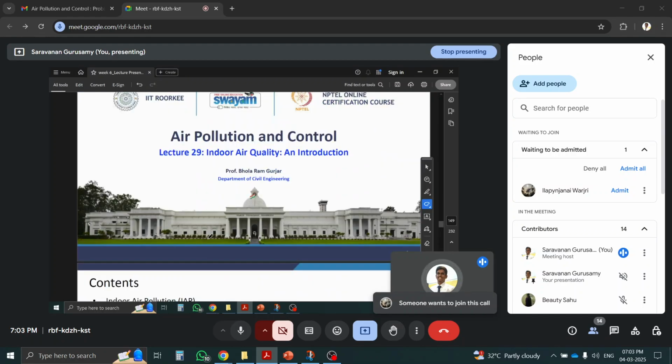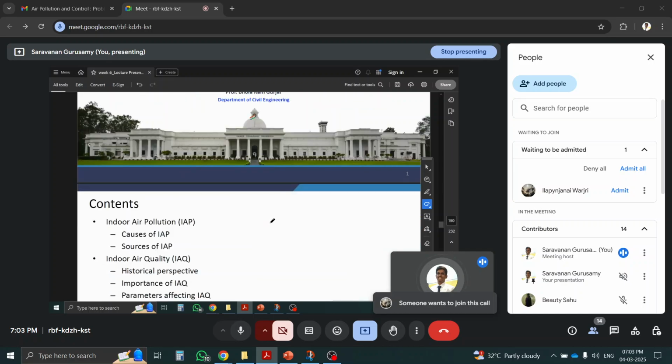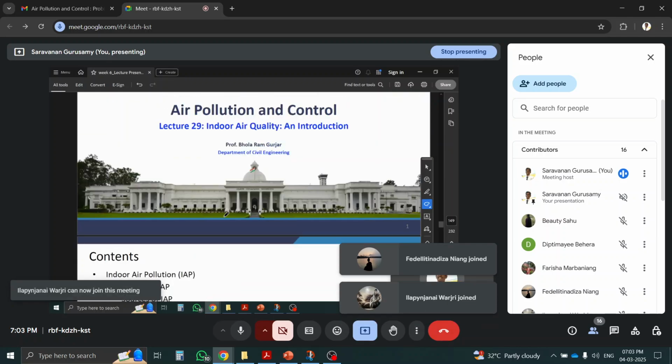So finally, we are going to indoor air quality. This is a new topic we are going into. As of now we have discussed the air pollution, that is the ambient air pollution, that is the environmental surroundings, what is the air pollution we are getting. Now we are going to discuss indoor air quality.